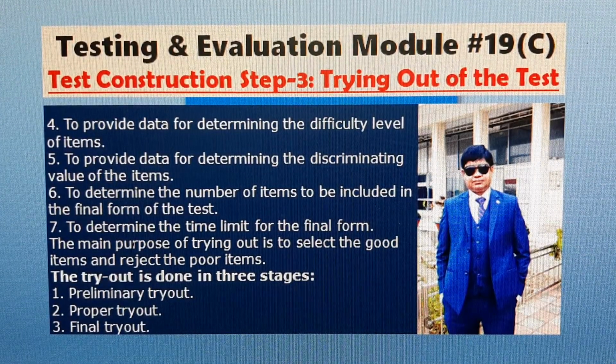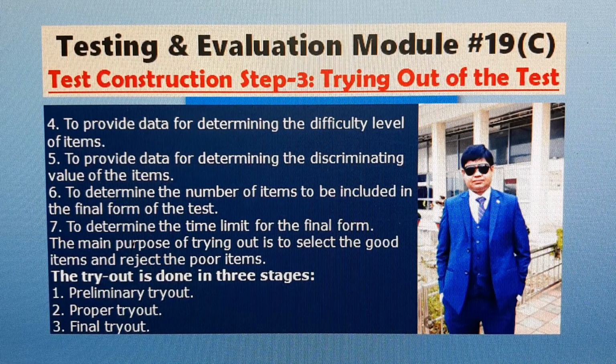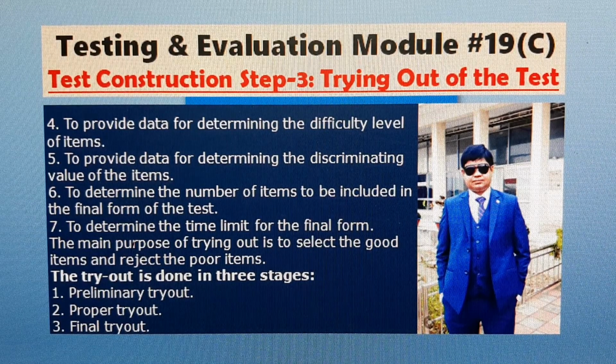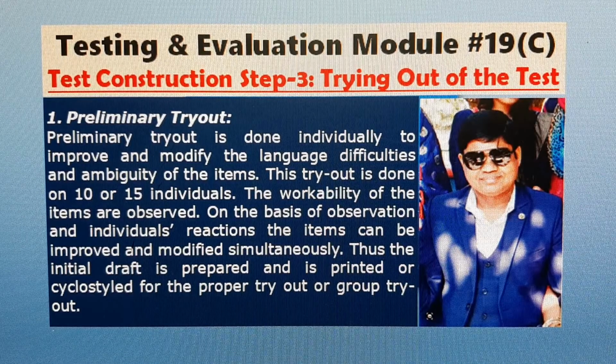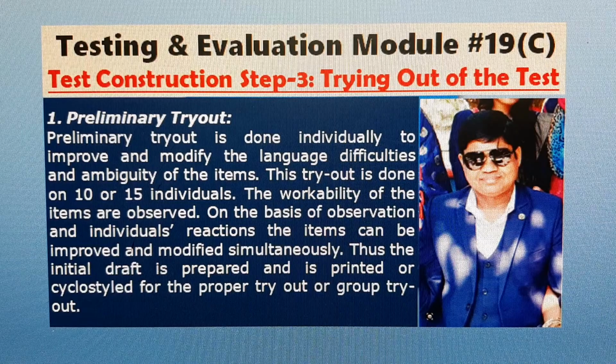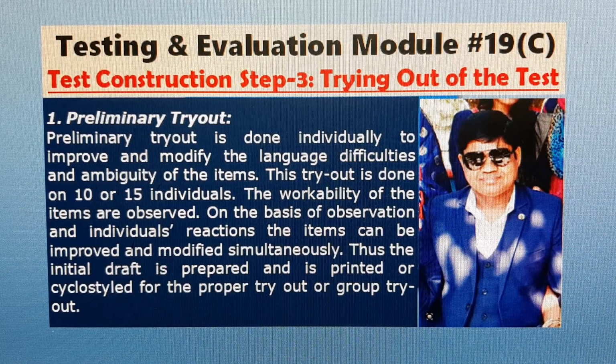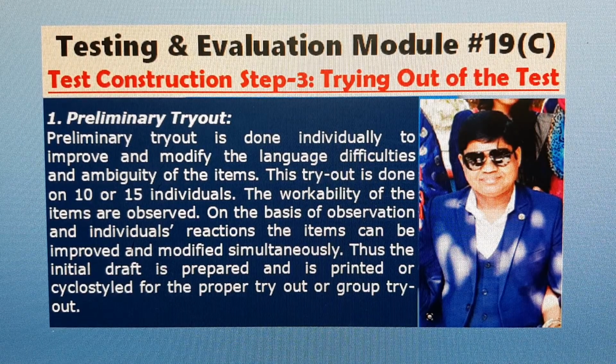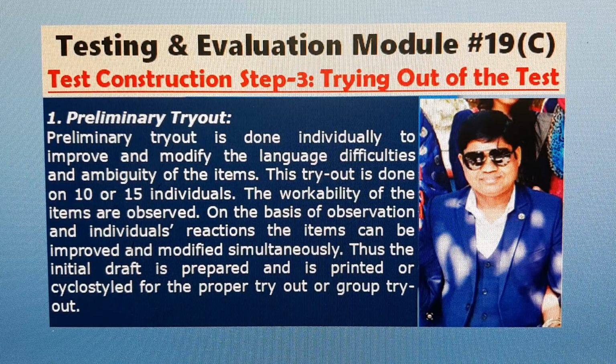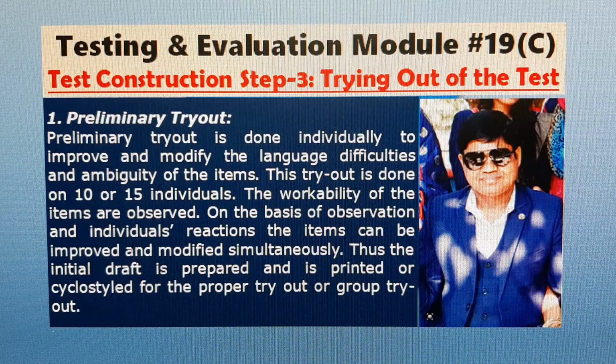The tryout is done in 3 stages. Number 1, preliminary tryout. Number 2, prepared tryout. Number 3, final tryout. Let's talk about each stage in details. Stage 1, preliminary tryout. Preliminary tryout is done individually to improve and modify the language difficulties and ambiguity of the items.